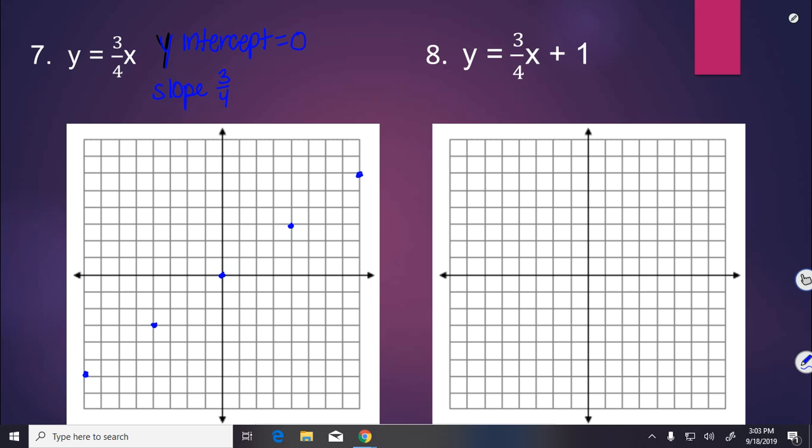These points are a lot more spread out. That's okay, but every point on this line is a solution. Arrows on both ends. Label it with the function rule.